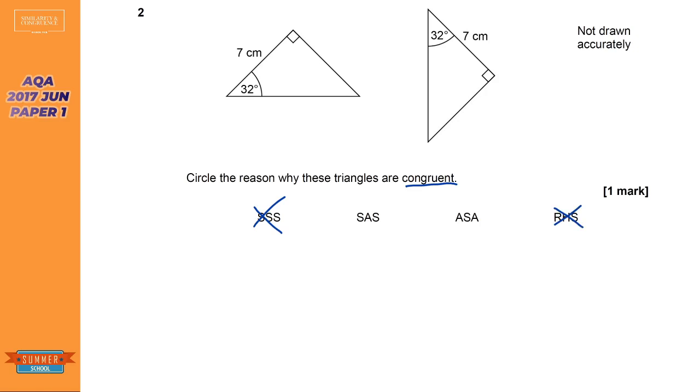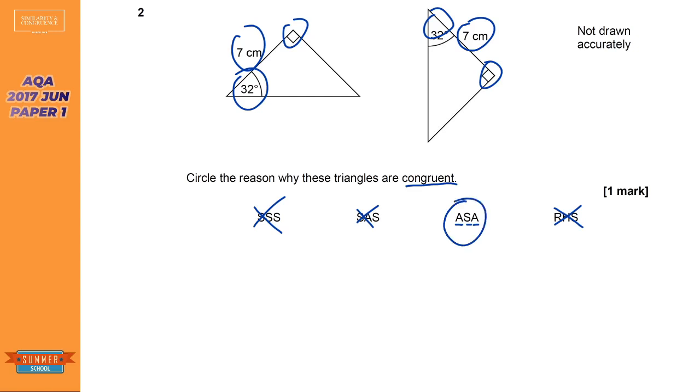Next one is side angle side, but again we only have one of the sides, so no, not that one. The last one, hopefully it's this one, is angle side angle. Well, we have the angle, we have the adjoining side, and then we have the next angle, it just happens to be 90 degrees. But both of them have the 32 degrees, then the 7 centimeters, then the 90 degrees. So the answer is ASA.